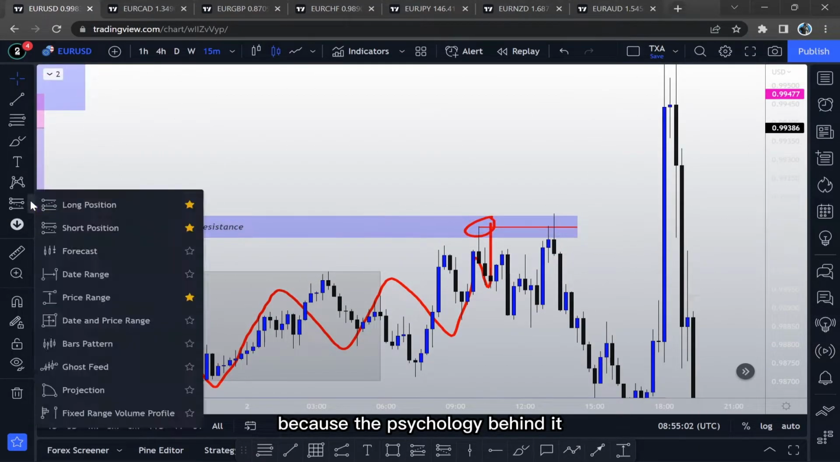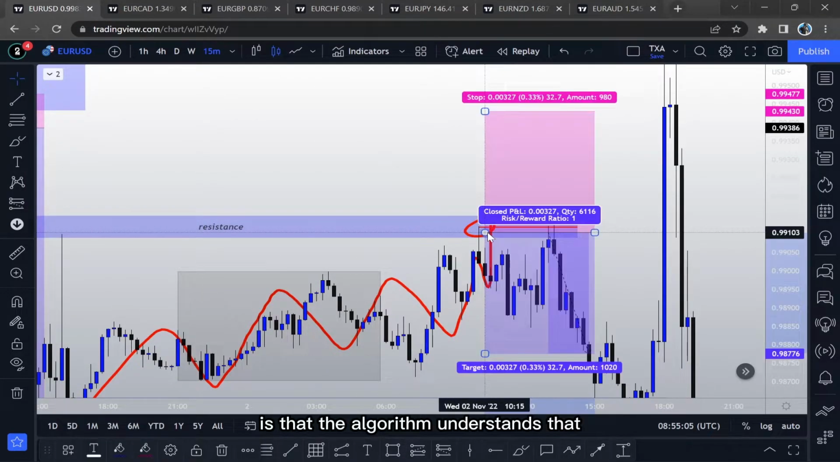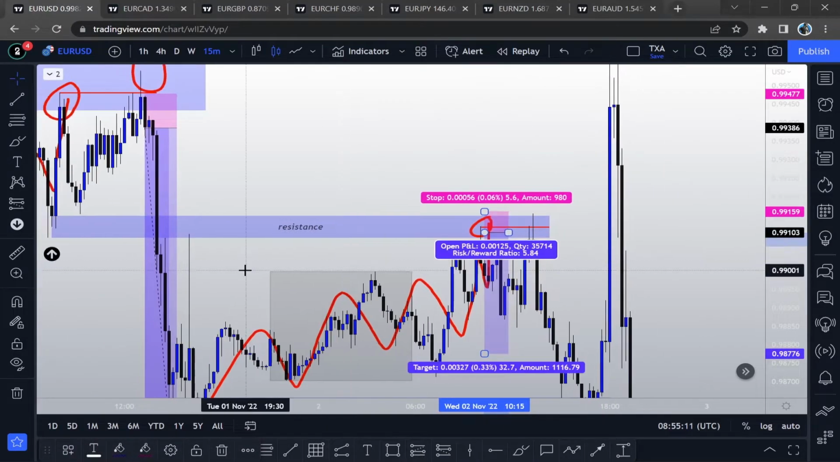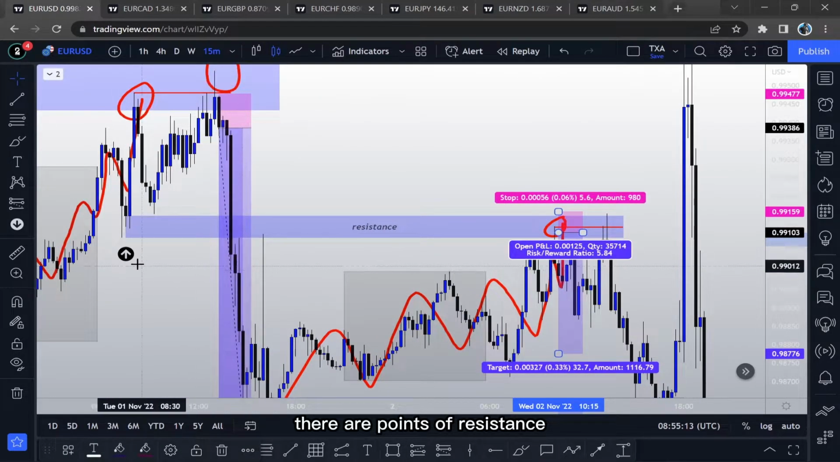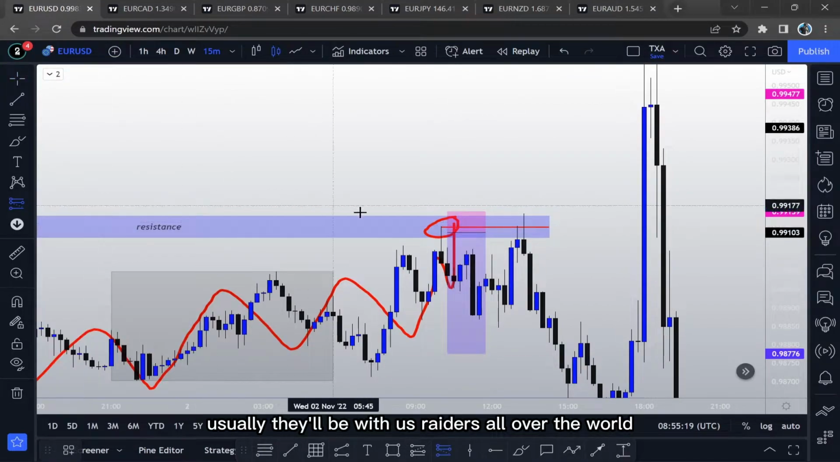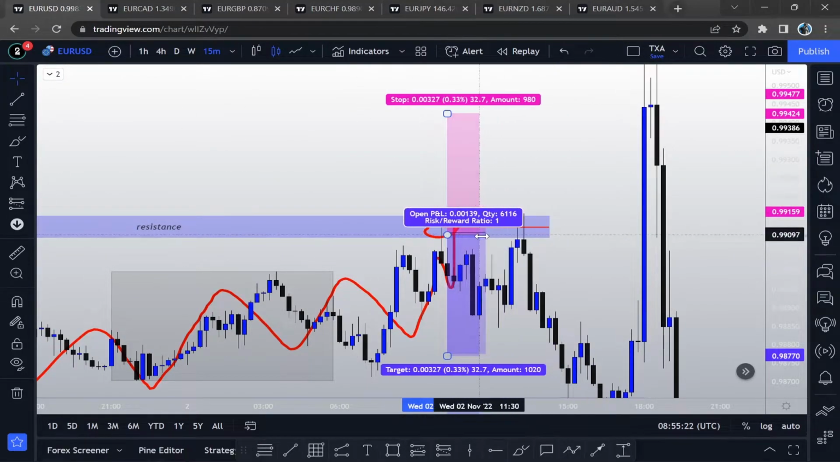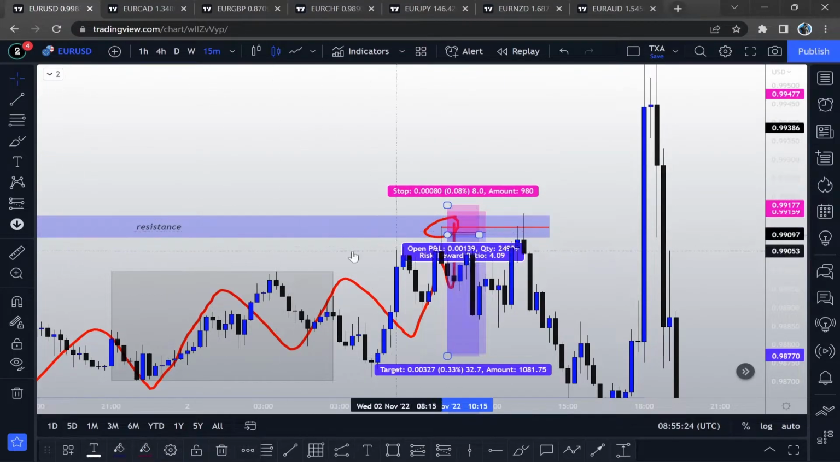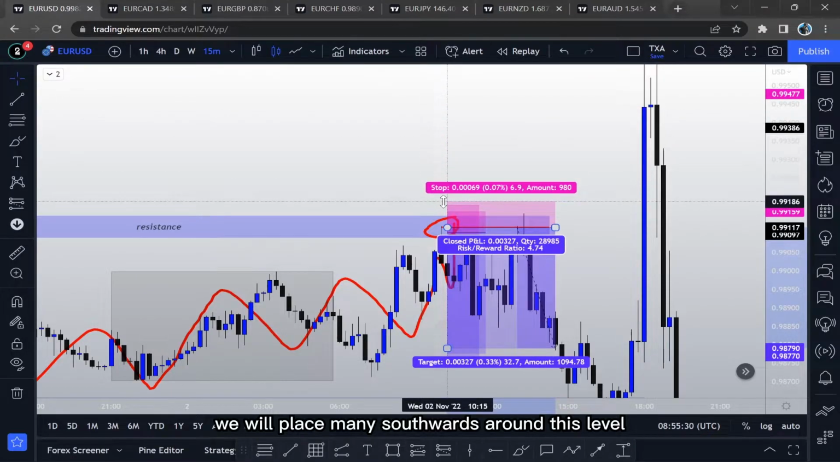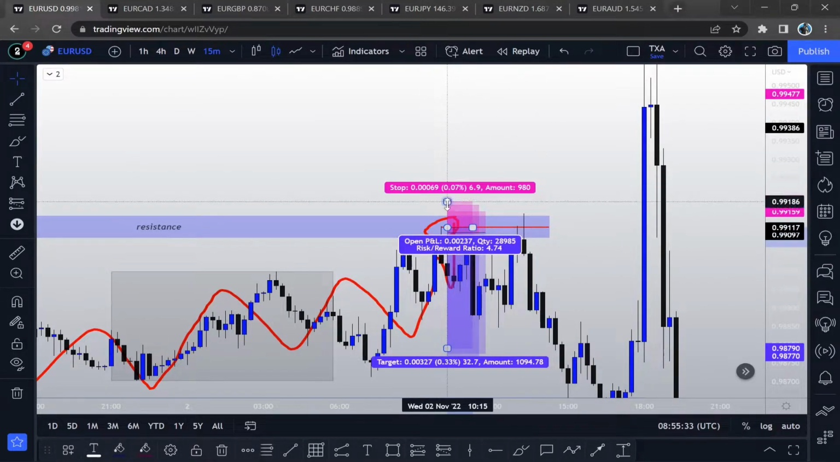Because the psychology behind it is that the algorithm understands that there are supply levels, there are points of resistance. So on the first touch, usually there will be retail traders all over the world who will place their stop losses just like so, and place many sell orders around this level, just like that.